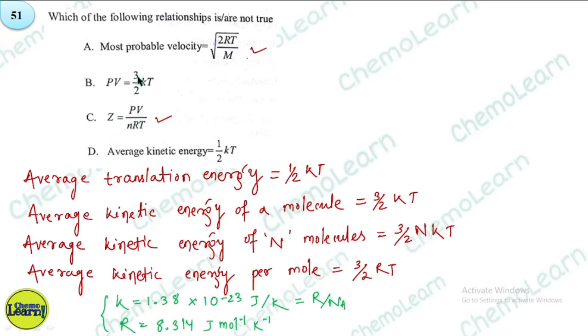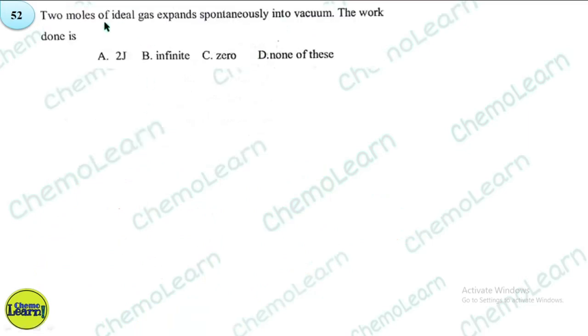But in options B and D we have incorrect statements: average translational energy equals half KT, not average kinetic energy, and average kinetic energy equals 3 by 2 KT. PV is not equal to 3 by 2 KT. So options B and D are incorrect. These are not true.